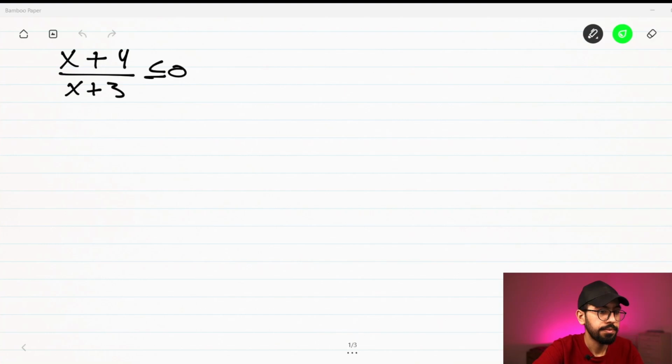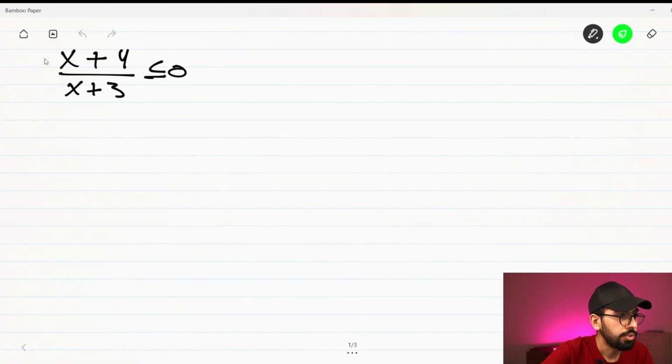Here we have (x + 4) divided by (x + 3) is smaller than or equal to 0. So how can we solve this one? There are many methods to solve this type of equation, but I basically do it with the net method. I will show you how to do it. It is the easiest one. So let's start doing it.